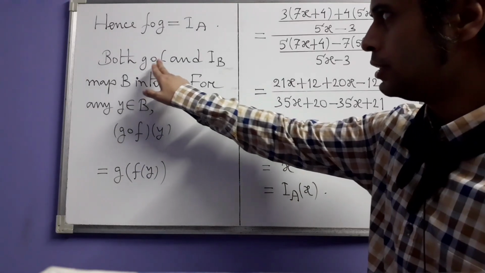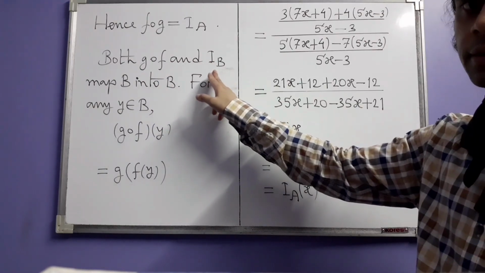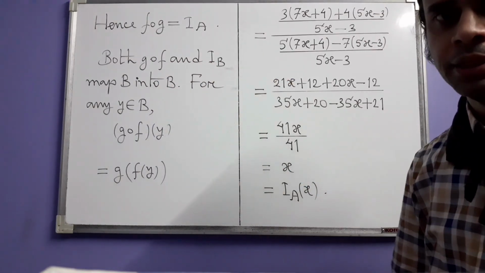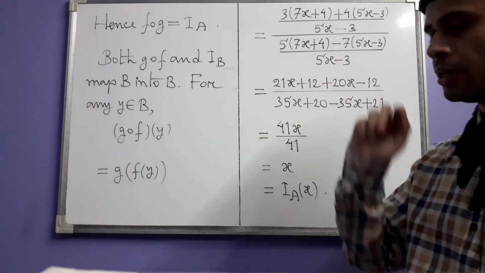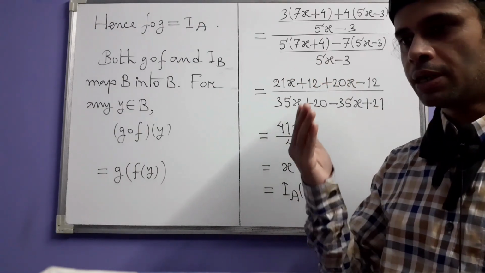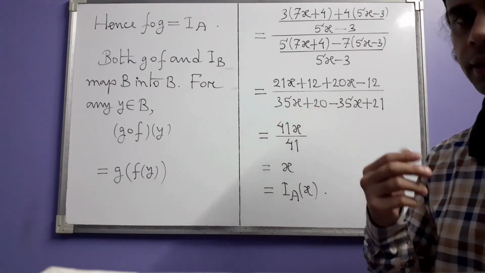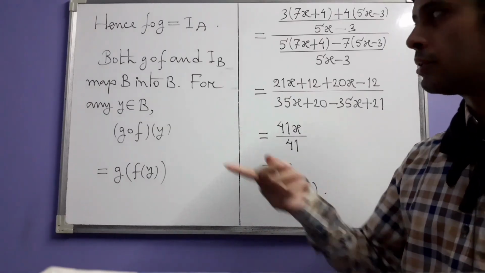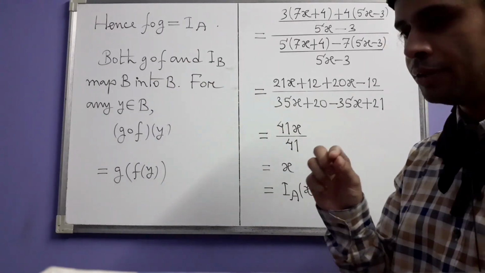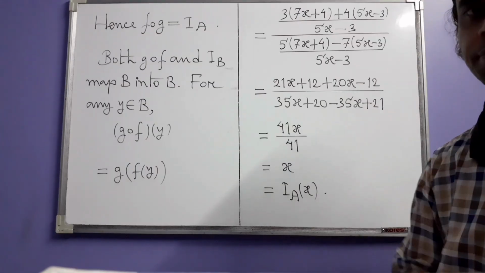Both the functions G composition F this time and the identity function on B map B into B, which you can check. You can go back to the definitions of F and G and see what G composition F is, I mean, from which set to which set it is a mapping. So then we have to show that they agree at every point of B. That means at every element of B, they have the same image.